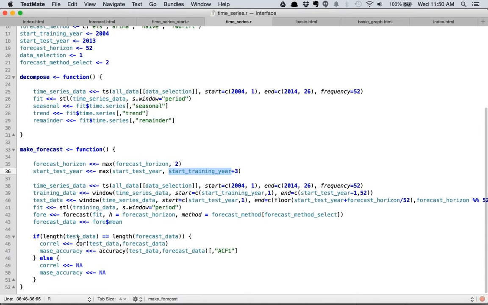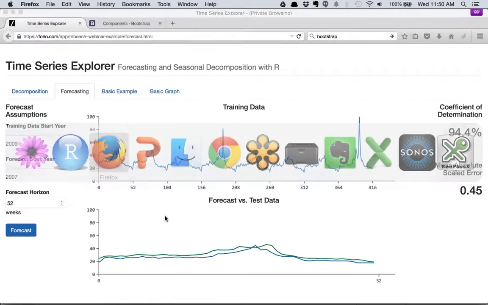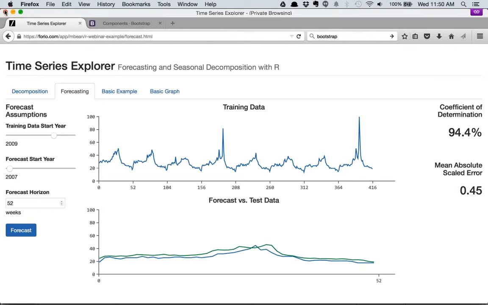And lastly, we also need to ensure that we have enough data where the test data and the forecast data overlap to do correlations. If we don't have that, then we just say that there's no correlation available. So let's take that example and upload it to our final version here.